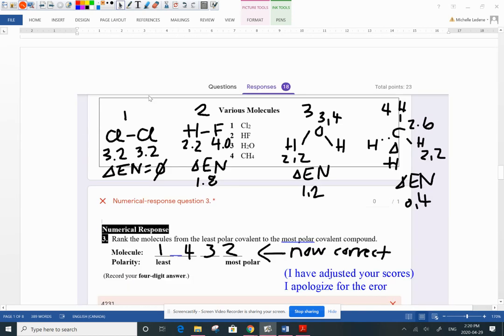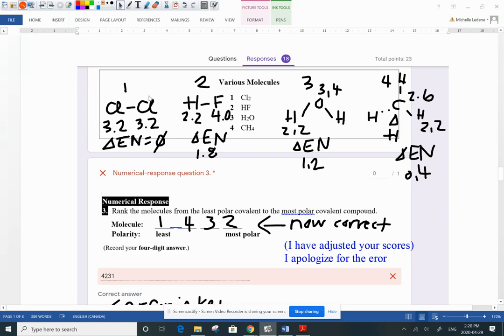Okay, a couple more questions. This is the one that unfortunately I made an error on and I marked wrong. And so I've adjusted your scores. I apologize for the error. That was my mistake. So anytime you guys are asked about polar compounds, you have to do two things. You have to look at the electronegativity difference between the atoms, and you also have to draw the molecule out so you can see the shape.